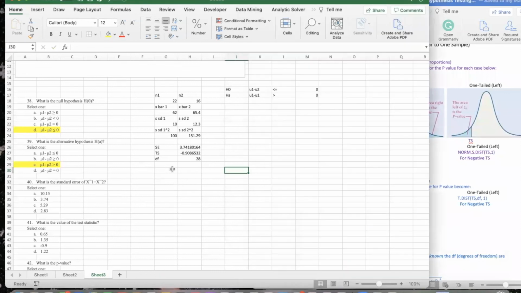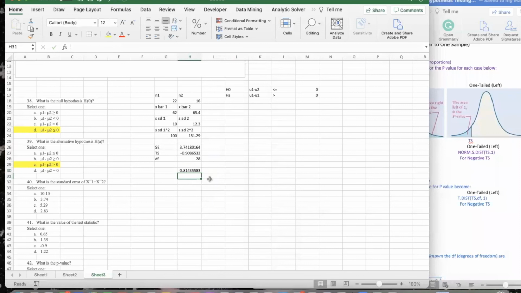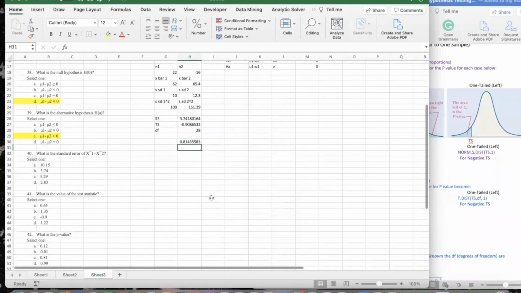Okay, so we are going to do equals 1 minus t dot dist. What's our x? Our x is our test statistic. What is our degrees of freedom? Our degrees of freedom is 28 and comma 1. To do that, and we get 0.81.